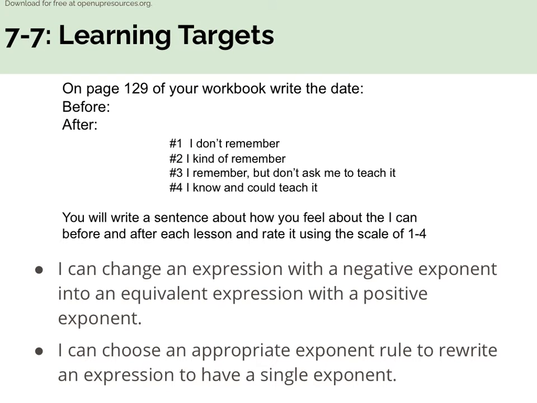So let's turn to page 129 in our workbook. Let's read the I can statements for lesson 7. I can change an expression with a negative exponent into an equivalent expression with a positive exponent. And I can choose an appropriate exponent rule to rewrite an expression to have a single exponent. So this is what we're going to be doing today. Give yourself a number: 1, I don't remember; 2, I kind of remember it; 3, I do remember it; and 4, I can teach it to my friend.